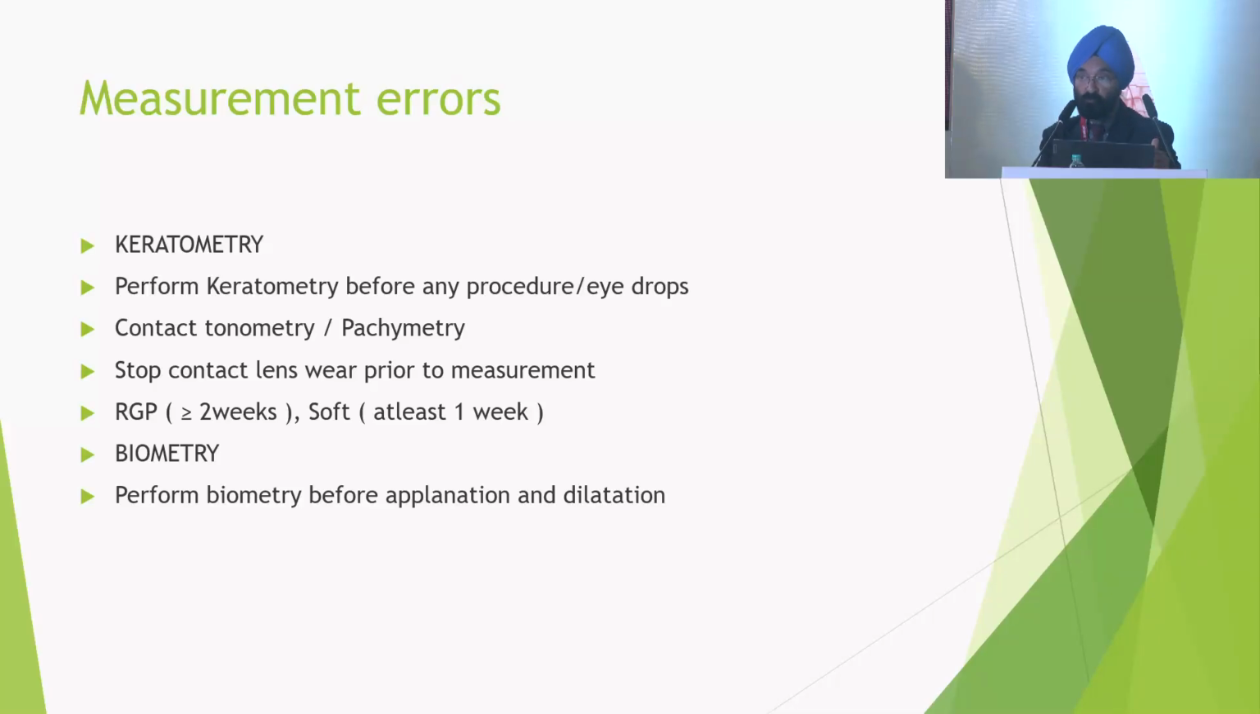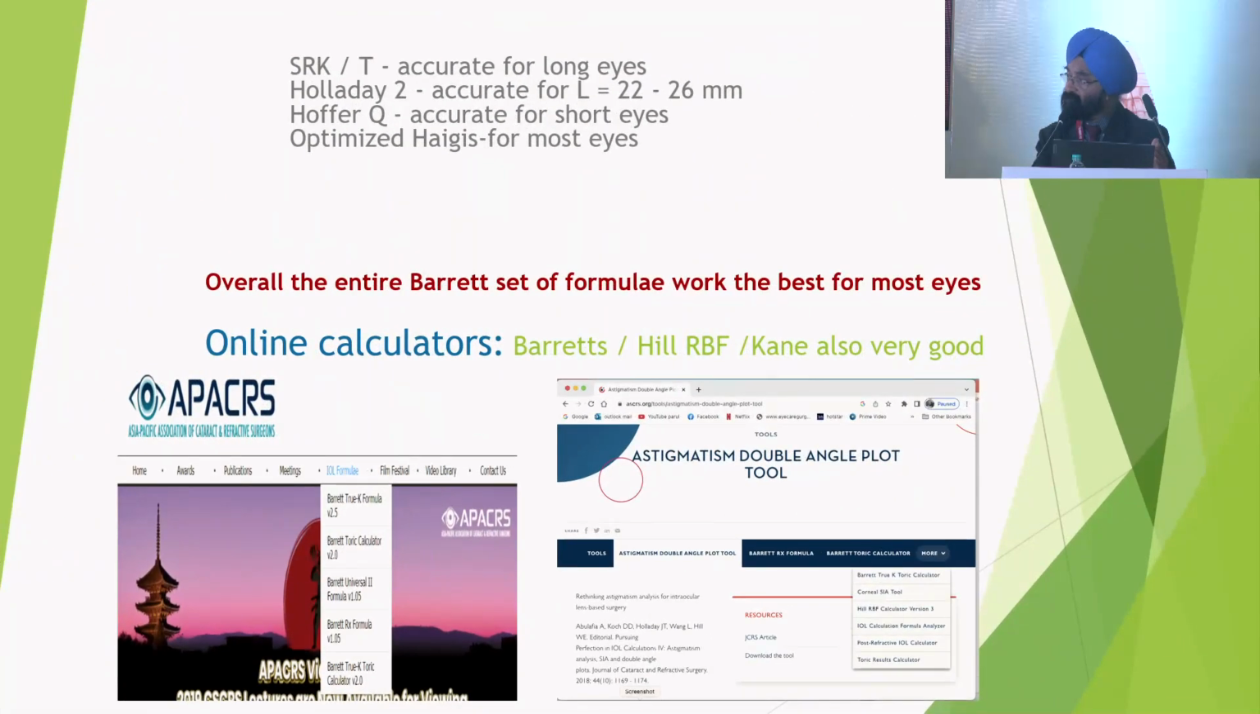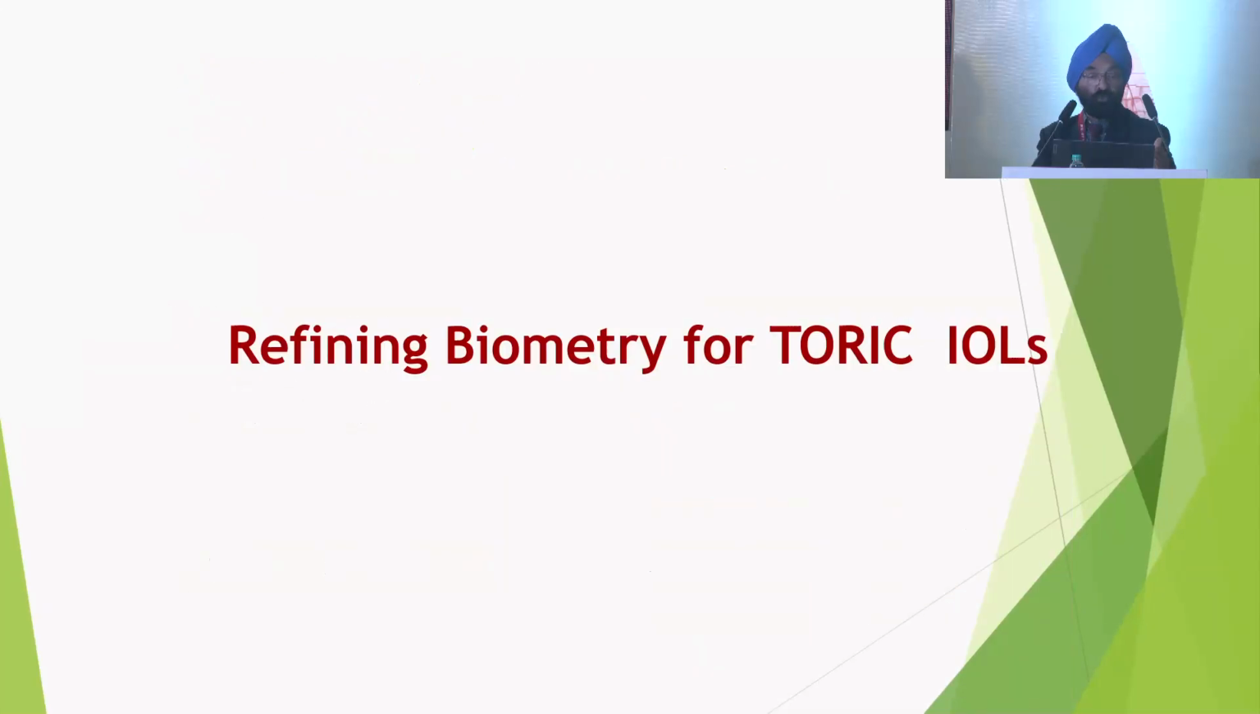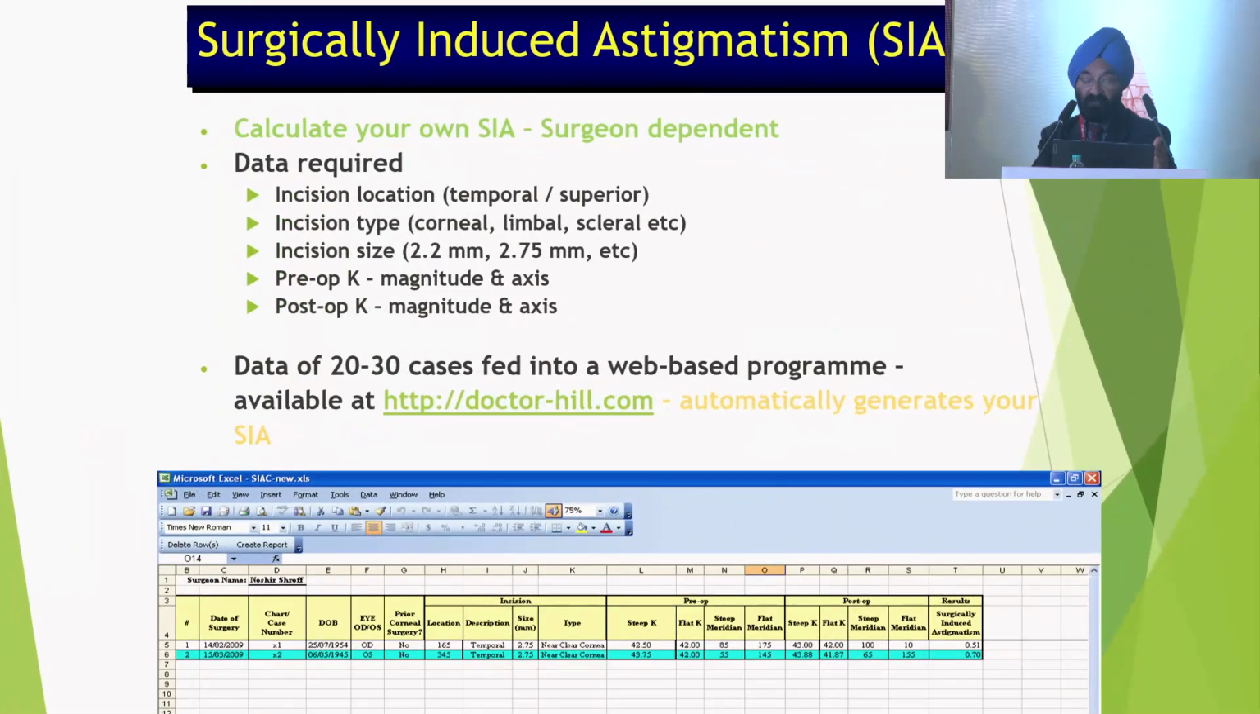But Dr. Arup showed that there is controversy regarding this, like he showed some papers from publications in the JCRS. Which IOL formula? I think I won't cover this, because this will be covered by the subsequent speakers. So online calculators are refining biometry. For toric IOL, it is equally important, and we should also calculate our SIA.